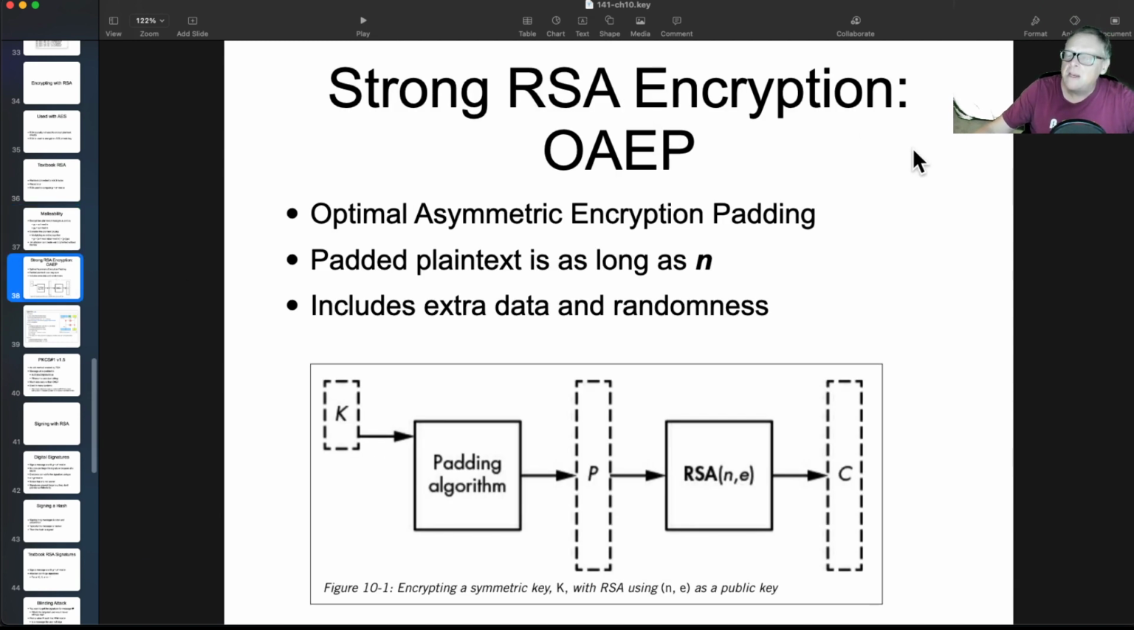So the recommended solution is optimal asymmetric encryption padding. You run it through a padding algorithm. The symmetric key is what you're trying to send. That makes it as long as n bits, and then you send that. The padding is a pretty complicated procedure.